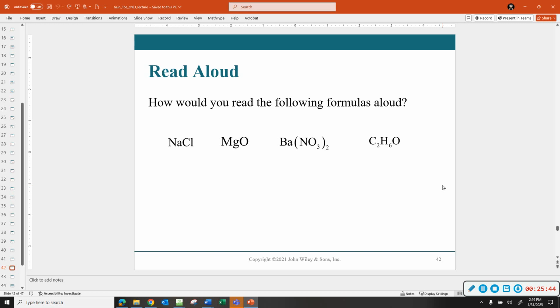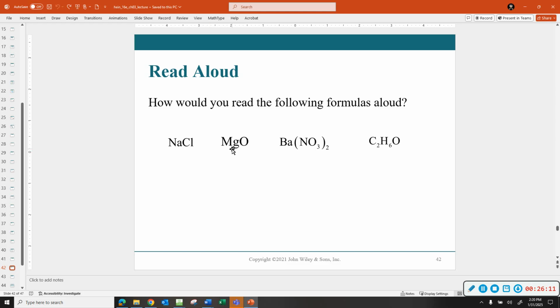Alright, so how would you read the following formulas? You've got sodium and chlorine, magnesium and an oxygen, barium, and this is a polyatomic ion of nitrate, and then C2H6O. And you don't want to use common names. Some of you might know that NaCl is salt, but it's actually sodium chloride.